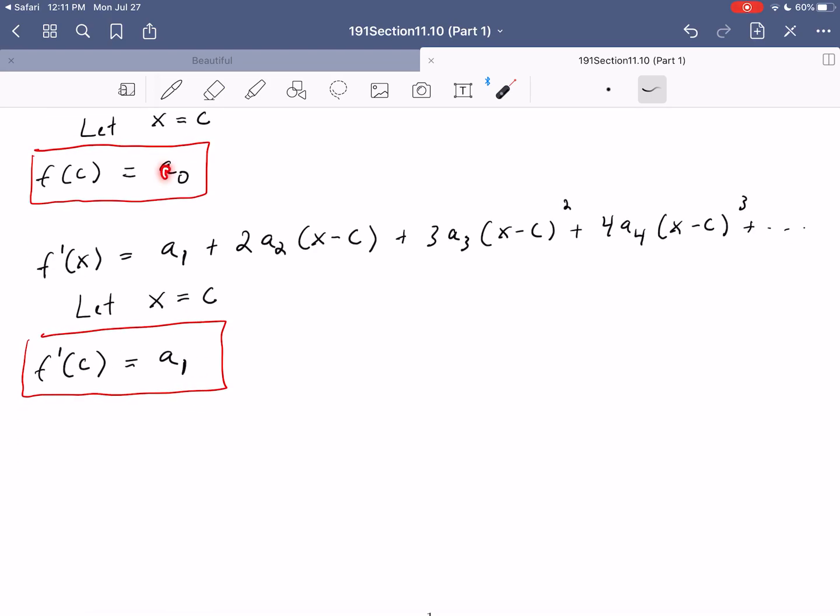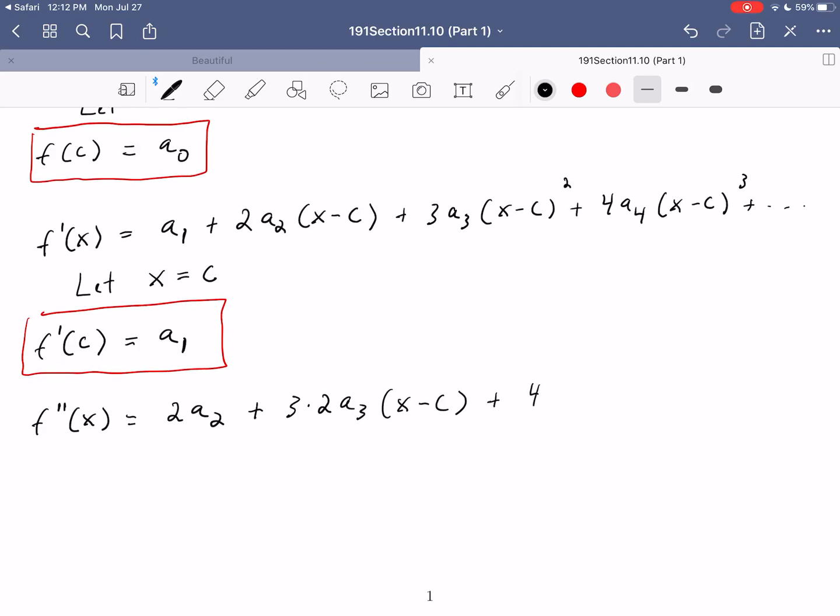We might be already sort of seeing a pattern here, but we need to go a little further to establish that pattern. So let's go ahead and take a second derivative. So f double prime. Differentiating over here, this is going to drop out. Here, when we differentiate that, we're just going to get 1. So it's going to be 2a2 plus. Differentiating here, we drop that 2 down. Now, 3 times 2, we all know that that's 6, but for now, I'm just going to write that as 3 times 2 times a3 x minus c. I'm not going to simplify anything. And then plus 4 times 3 times a sub 4 x minus c squared. And then plus dot dot dot.